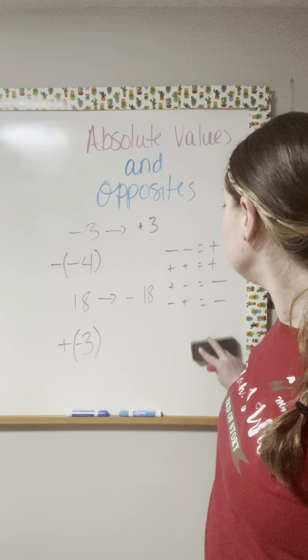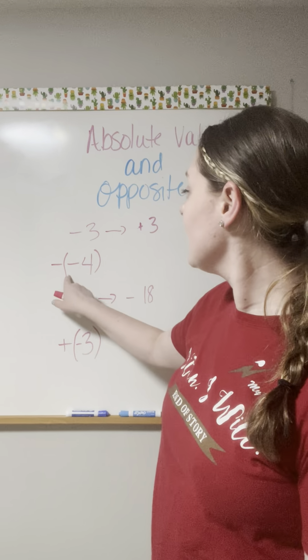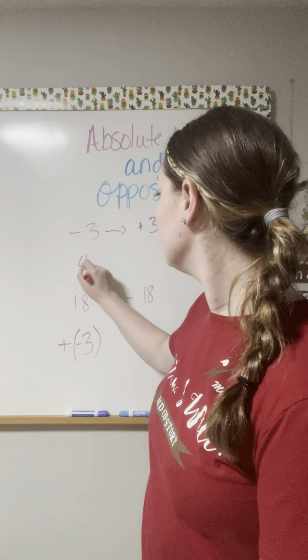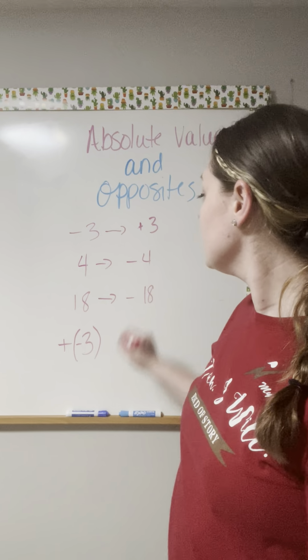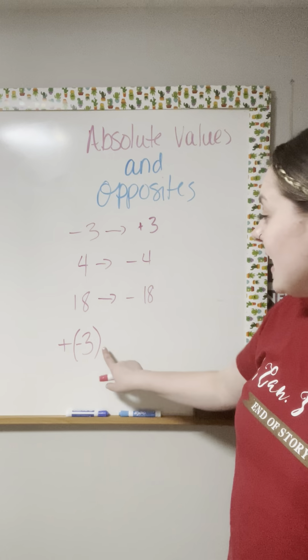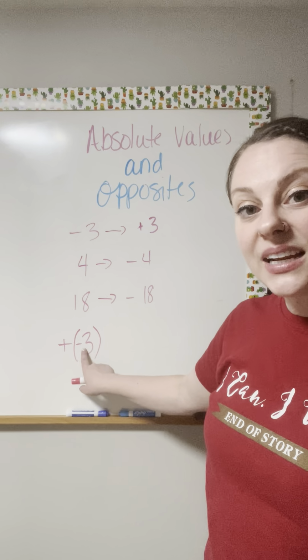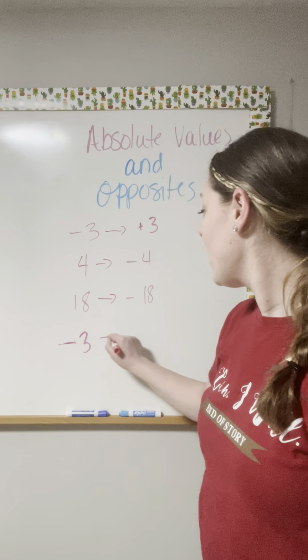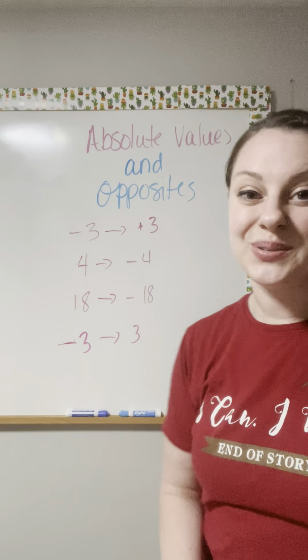All right, so here we go. I have a negative and a negative. That actually makes a positive 4. So what's the opposite of positive 4? Negative 4. All right. And down here, I have a positive and a negative. That makes a negative. And the opposite of negative 3 is 3.